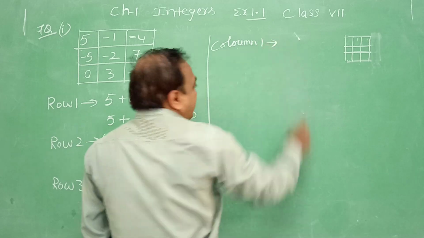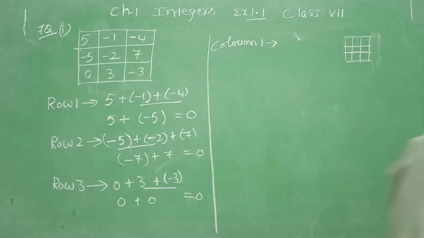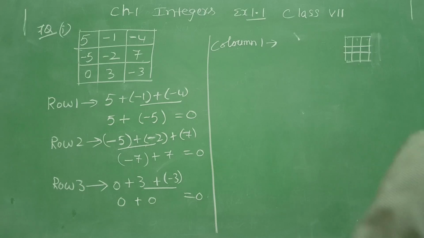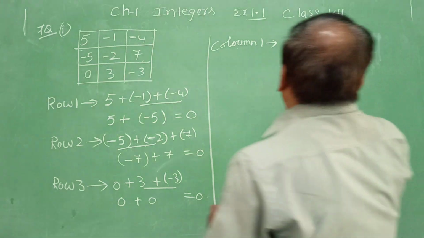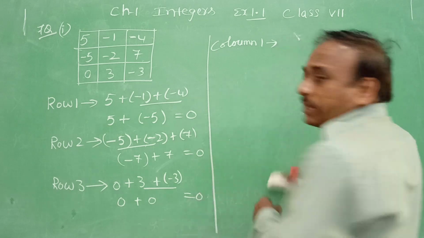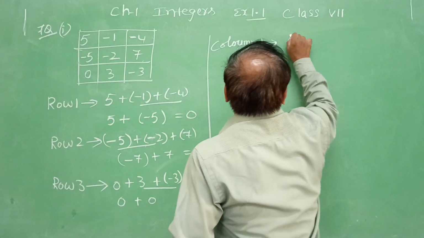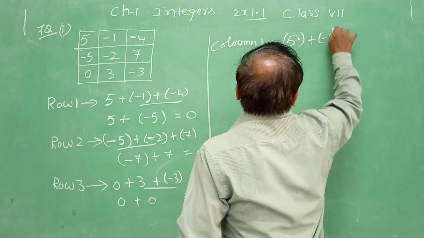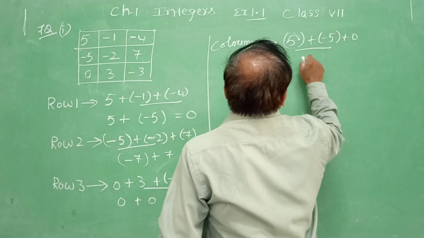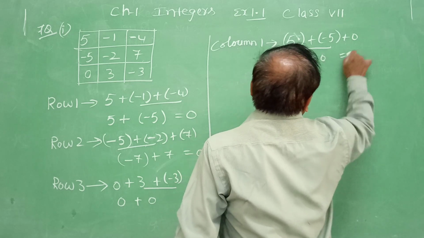Column 1. In column 1, you have to take the numbers which are there in the first column. Those are the only numbers which you will be taking. So column 1: 5 plus minus 5 plus 0. These when you add, 0 plus 0 is equal to 0.